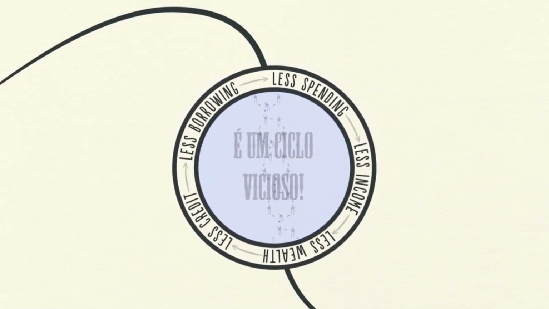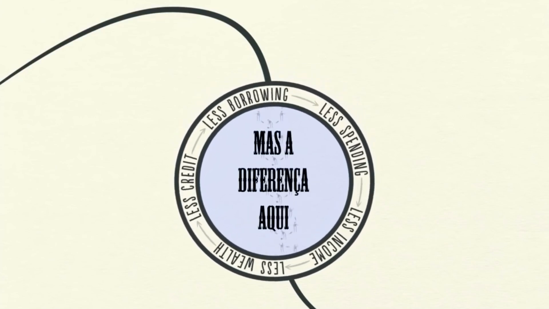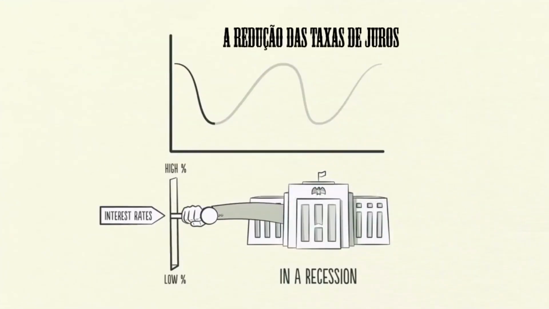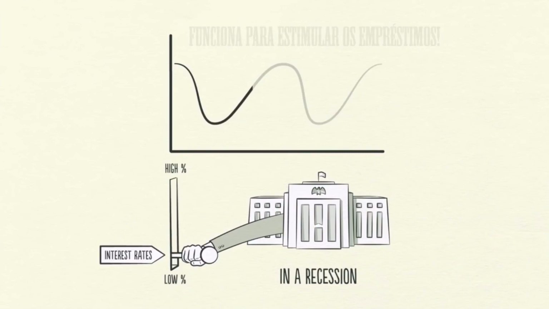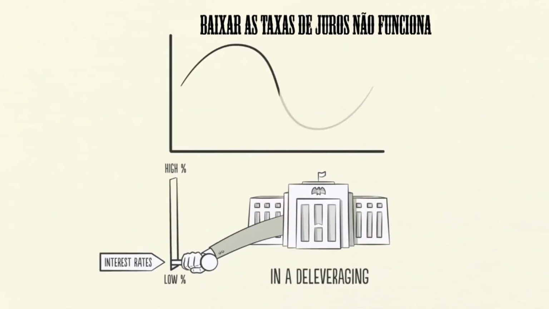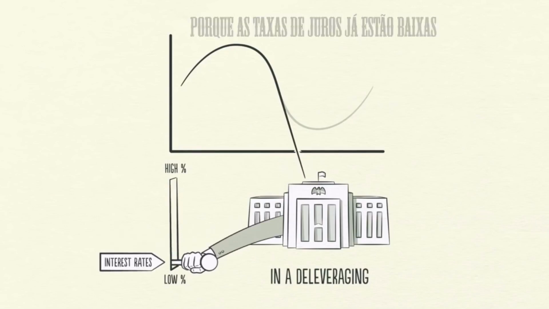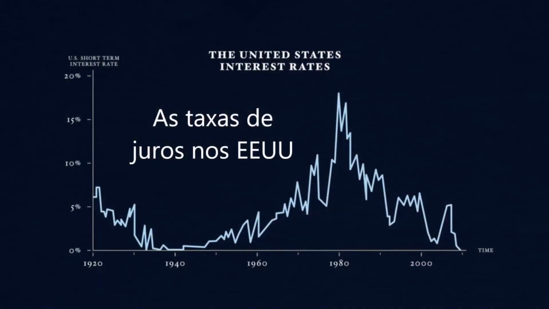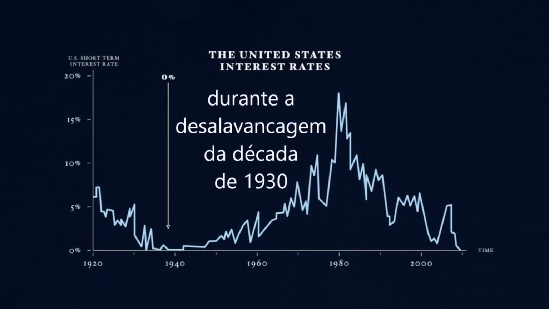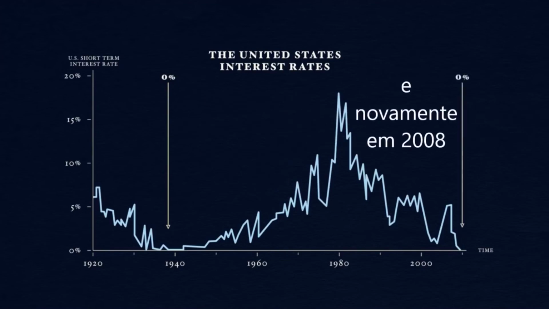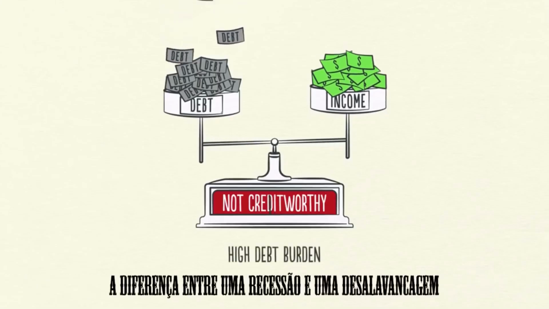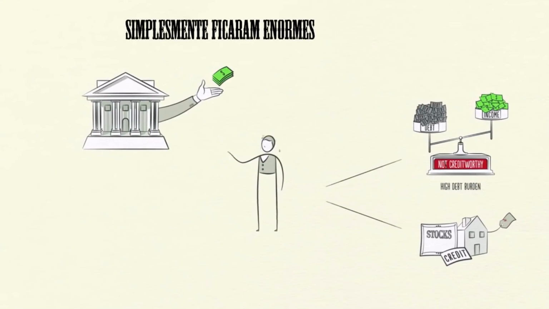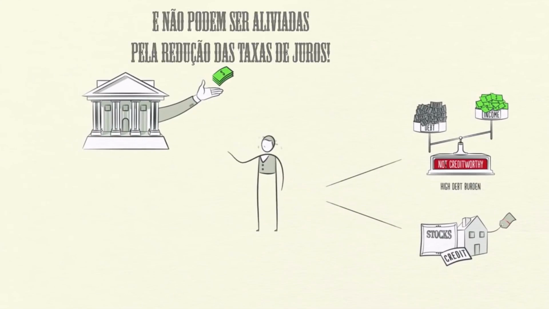It's a vicious cycle. This appears similar to a recession, but the difference here is that interest rates can't be lowered to save the day. In a recession, lowering interest rates works to stimulate borrowing. However, in a deleveraging, lowering interest rates doesn't work because interest rates are already low and soon hit 0%, so the stimulation ends. Interest rates in the United States hit 0% during the deleveraging of the 1930s and again in 2008. The difference between a recession and a deleveraging is that in a deleveraging, borrowers' debt burdens have simply gotten too big and can't be relieved by lowering interest rates.